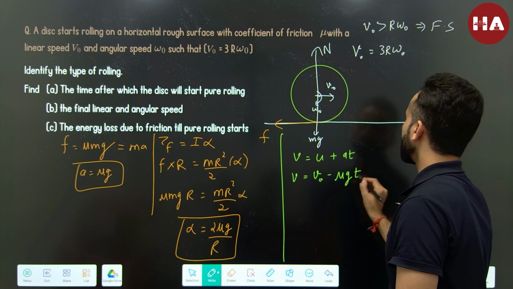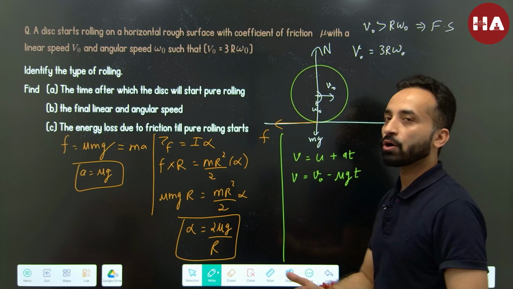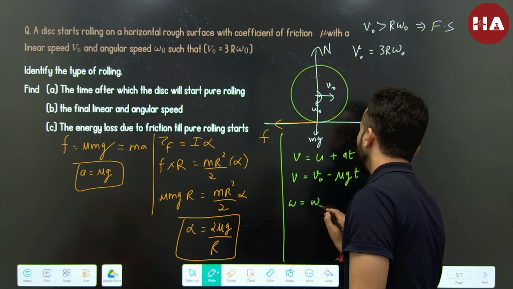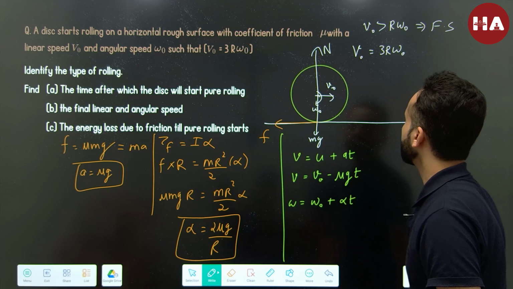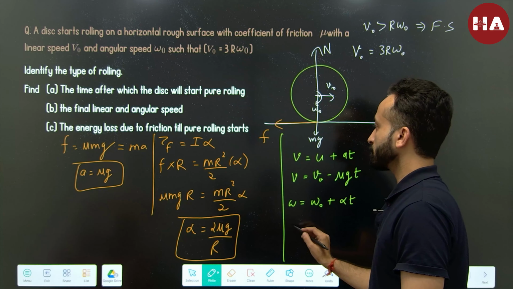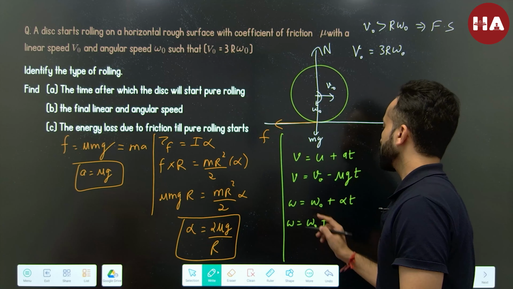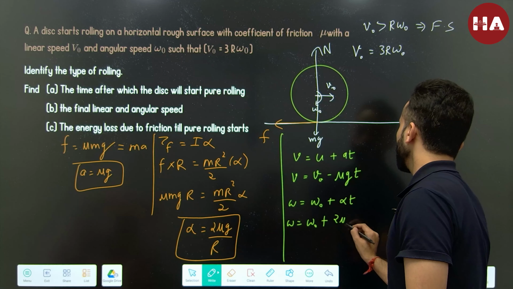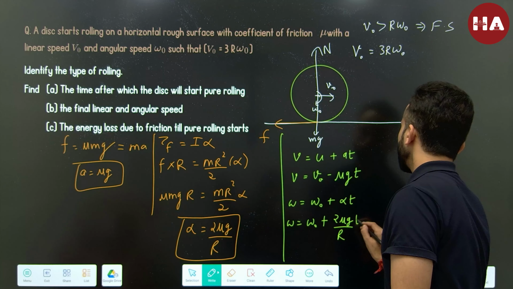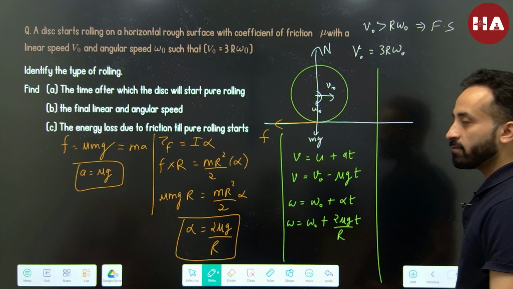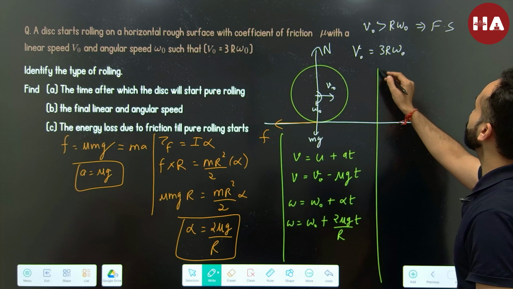t. So this is the governing equation, how velocity is going to decrease with time. Now similarly, omega = omega naught plus alpha t. Alpha is like 2 mu g over r, into t. Now this is my governing equation of angular velocity. So I have the velocity function, I have the angular velocity function.